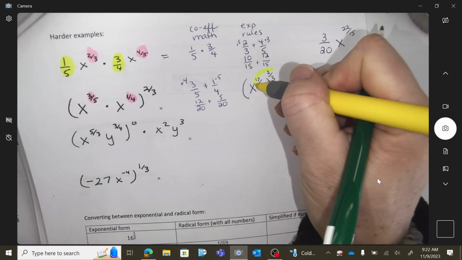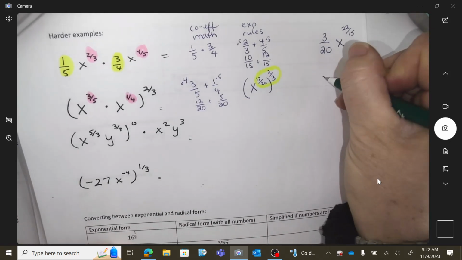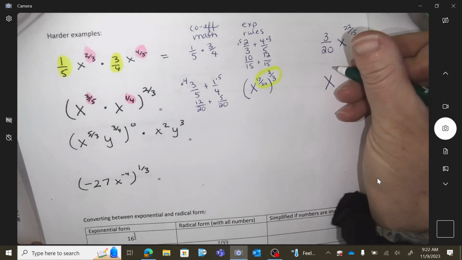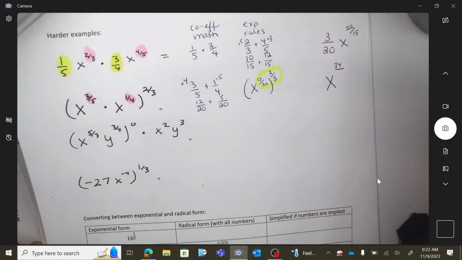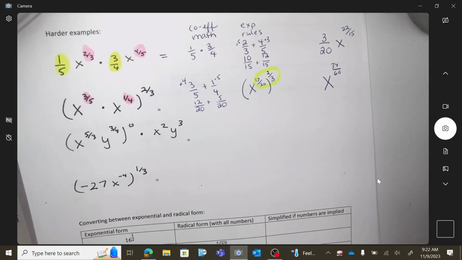Now, I have an exponent rule. So what am I doing? I'm going to multiply. So 17 times 2 would give me 34. And 20 times 3 would give me 60. No, just leave it. It's fine right now. Just looking for, do you know your rules?